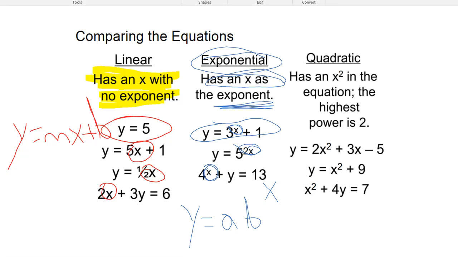And the last one we just started talking about, which we mentioned in class yesterday, where our highest exponent is to the power of 2. So we have 2x squared plus 3x minus 5, and we have x squared plus 9, and I have x squared here. All of my x's, if they have an exponent, the highest they can possibly have is going to be a 2 in the exponent, and that makes them quadratic. So looking at the equations, it's pretty easy to tell which is which.